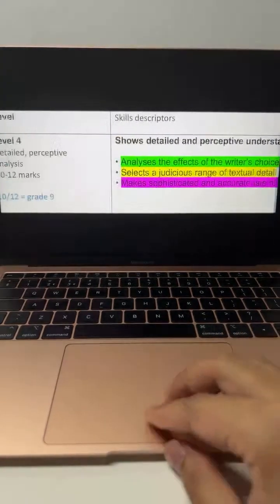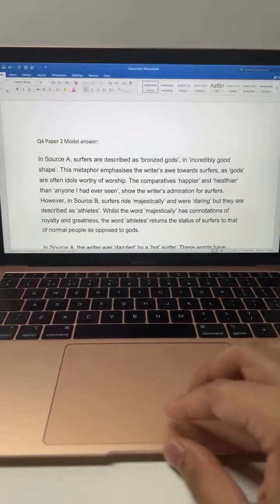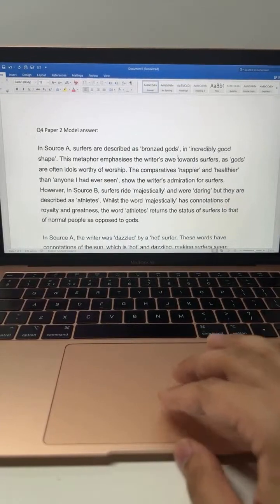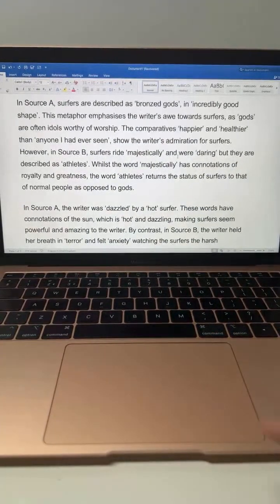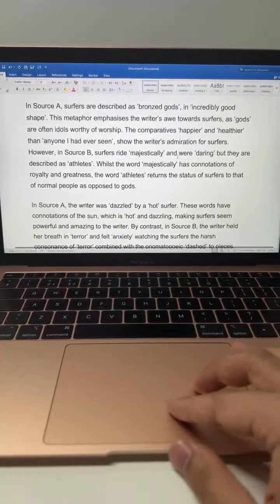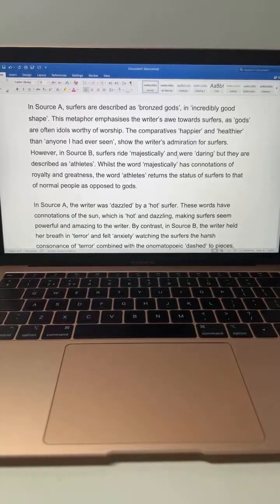So let's have a look at a model answer. This is a model answer just to show you the level of detail you have to provide for question number 4. A right to conclude? Again, you don't have to specifically include a conclusion, but if you would like to, that's completely fine. It's not a strict requirement.